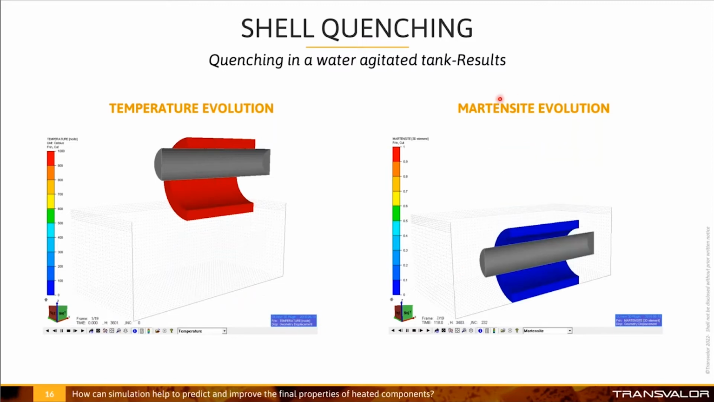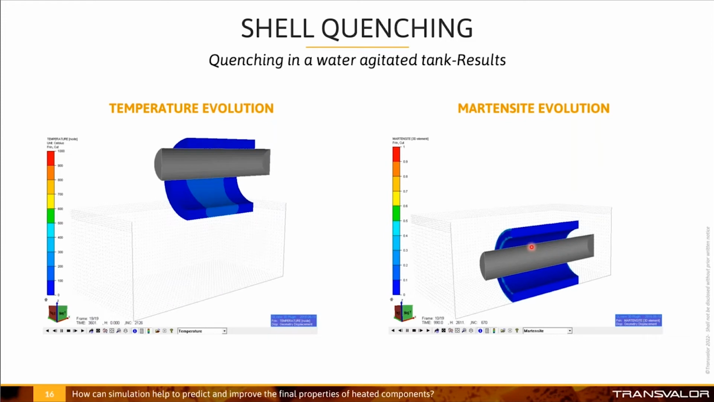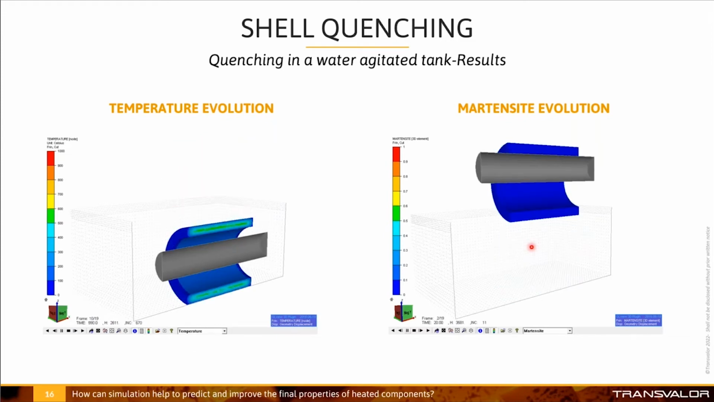And here we see the martensite evolution. We see the appearance of the martensite on a small surface of the shell.